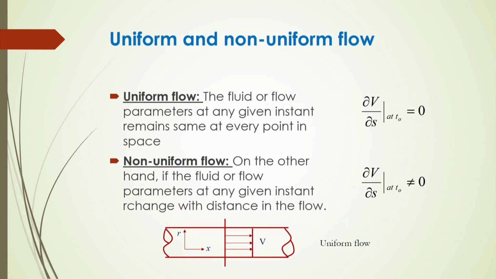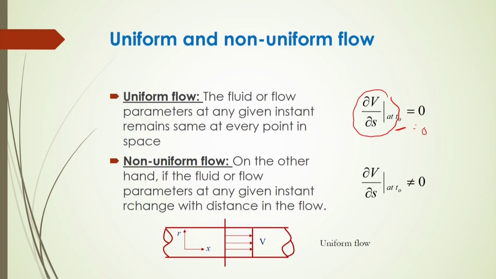What are uniform and non-uniform flow? How will they be defined? If the fluid or flow parameters at any given instant remain the same at every point in space, it is called uniform flow. That means dou v by dou s at time t equals 0. That means at any position as you move along the flow, you will see there is no change of velocity. So it is called uniform flow.